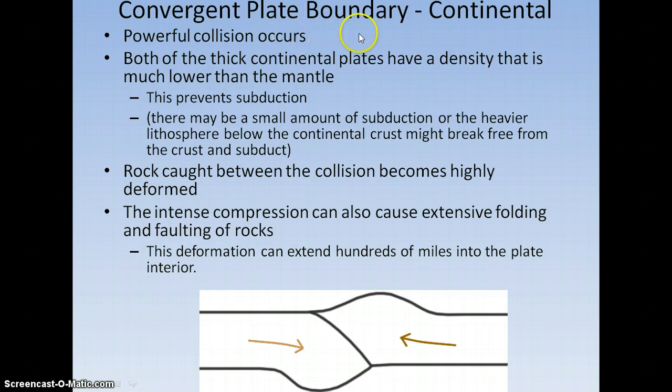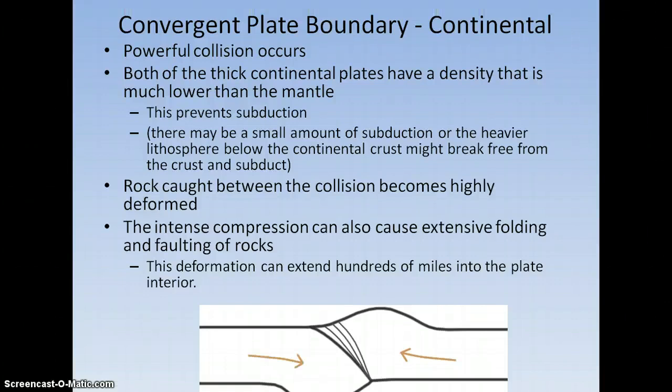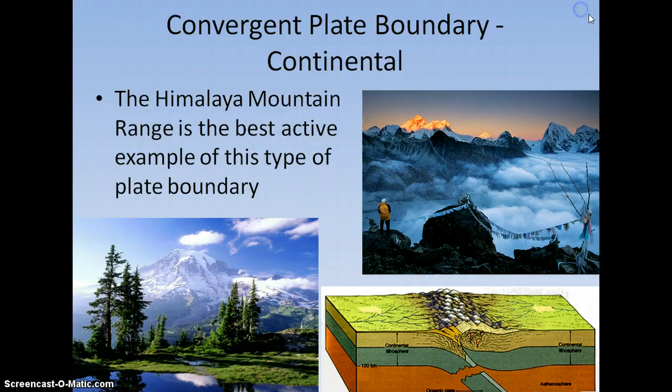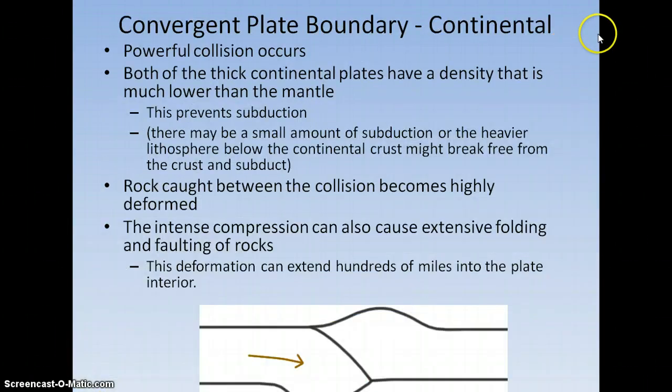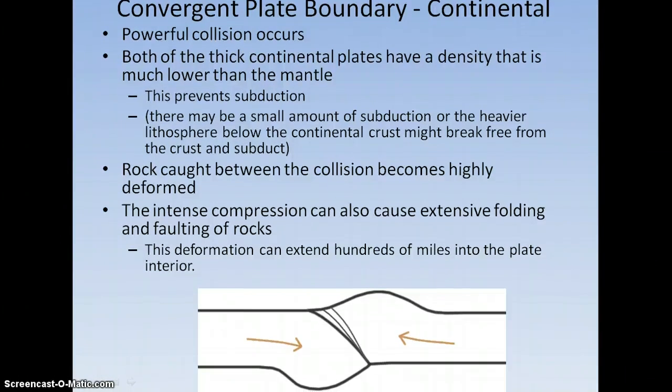So next we're going to talk about convergent plate boundaries between two continental plates. Now this is the most difficult plate boundary to explain because it is less studied than the other ones. It's harder to study. But we do know that a very powerful collision occurs when two of these massive continental plates converge. So both of them are very thick, and they have a density that is much lower than the mantle. So this causes it not to subduct because it's lighter than the mantle, so it's going to stay on the top. There's not going to be any subduction that occurs here.